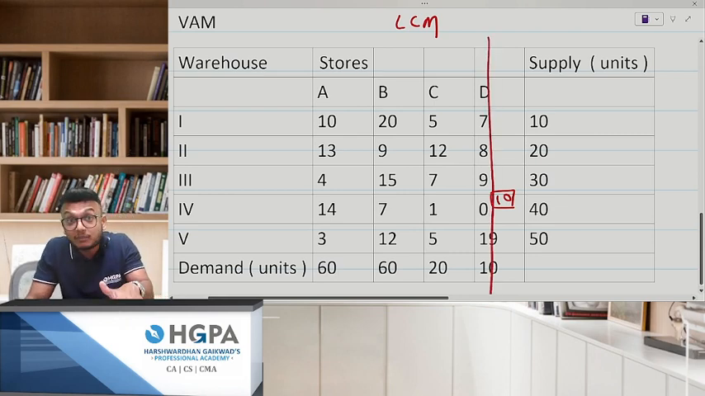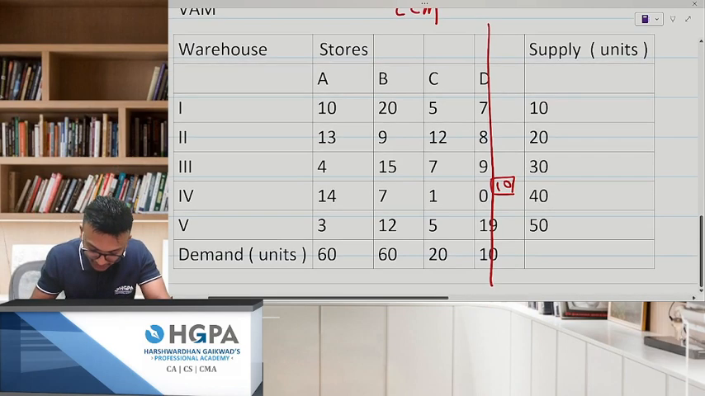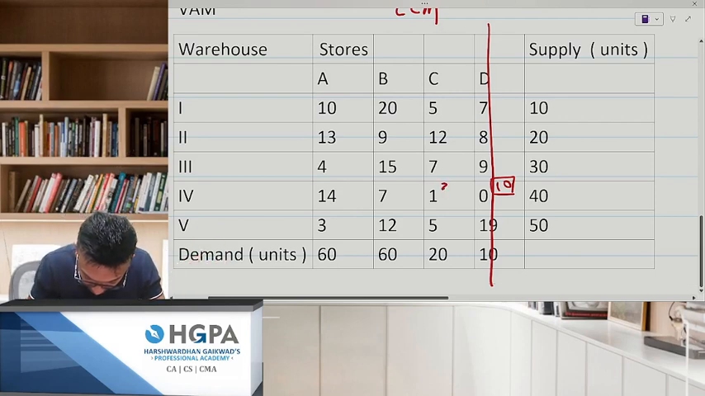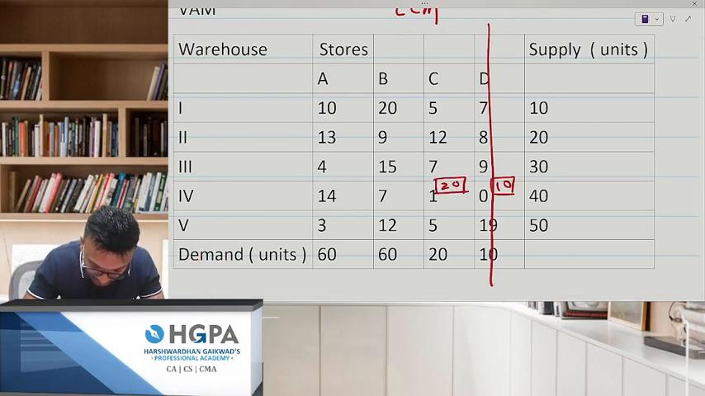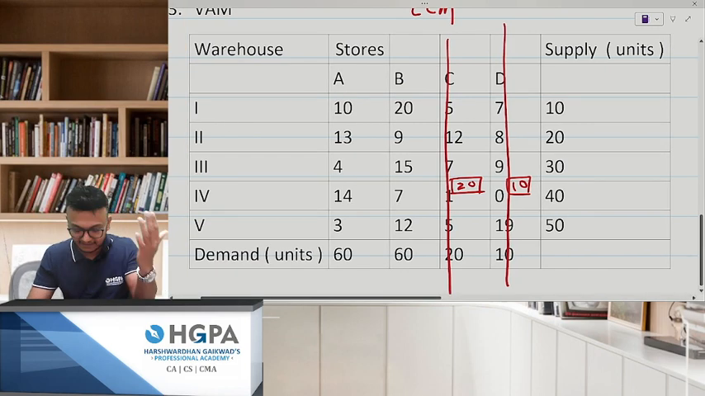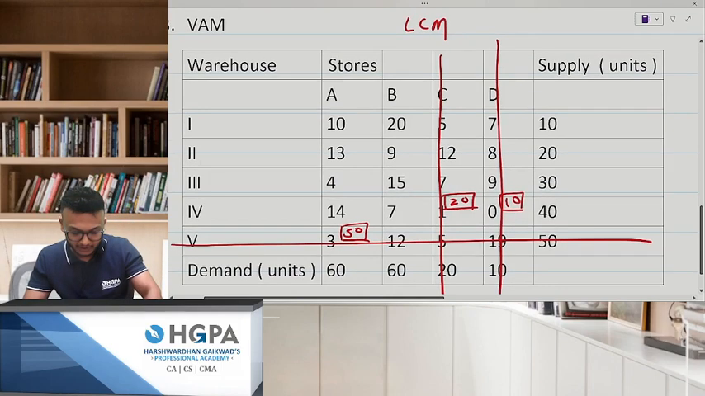Now let's find the least number in the matrix. What is remaining? I think it is 1. In 1, how much do you allocate? Out of 40, 10 is already gone, and 20 is here. So we'll allocate 20 over here, and this is exhausted now. The next least number, I think, is 3. Out of 3, 50 is there, 60 is there. How much do you allocate? 50. So this is also gone now. Next is 4.